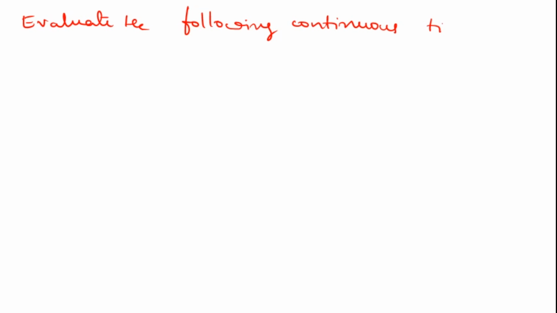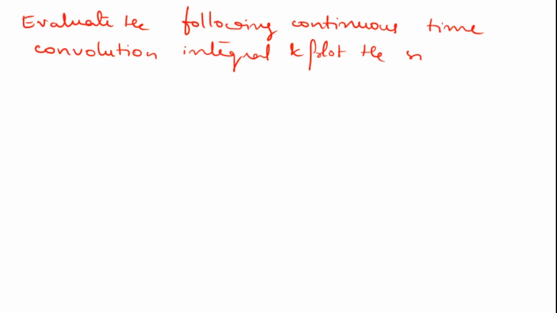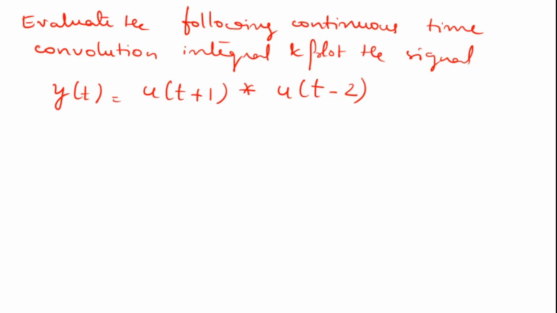Next problem, evaluate the following continuous time convolution integral and plot the signal. Then y of t is equal to u of t plus 1 convolution u of t minus 2.